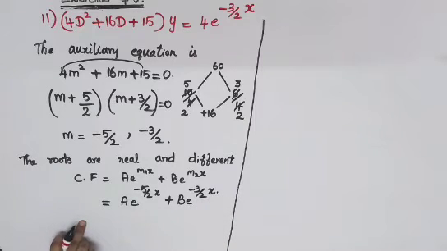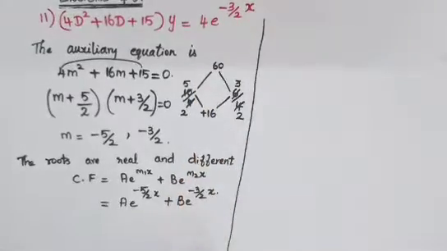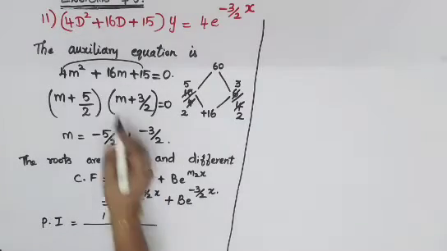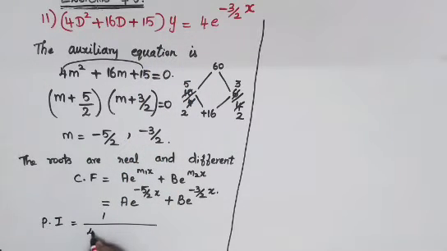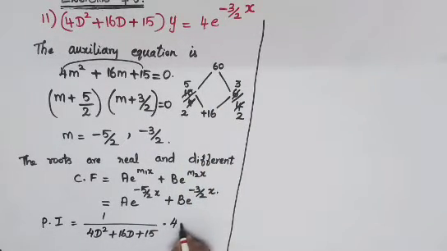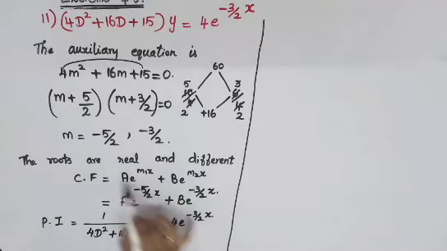Now you will have to find your particular integral, because they have given the term 4e^(-3/2 x). So going to your particular integral PI, that is equal to 1 divided by (4D² + 16D + 15), since your question is without y, into what is there on the right side of the equal sign, 4e^(-3/2 x). So you have to check it. I have told you before itself: check the coefficient of x and your value of m. If anything is same, you will have to proceed with a different method.